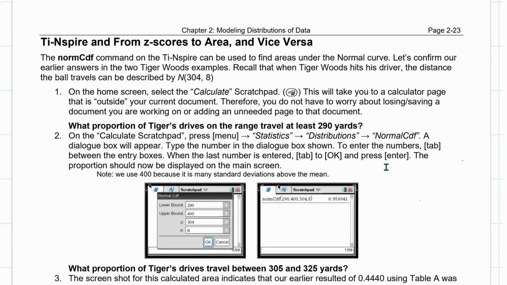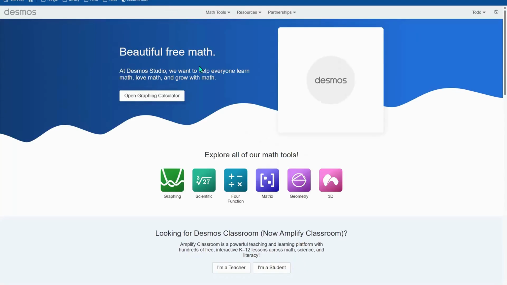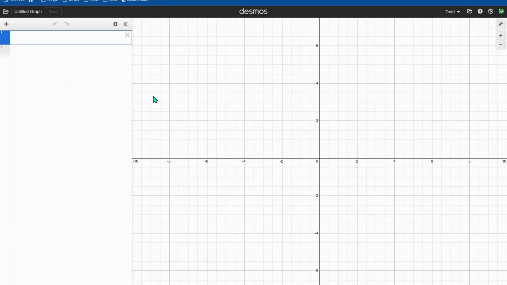We're going to repeat a calculation that we did earlier, and that is: what proportion of Tiger's drives travel at least 290 yards, given that the drives are normally distributed with a mean of 304 and a standard deviation of 8? So I'm going to bring up a tab, go to Desmos, and open up the graphing calculator, ready to enter a command.